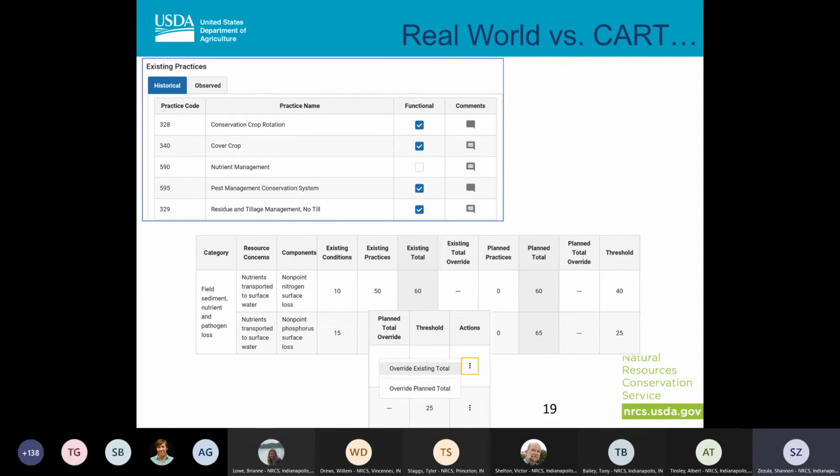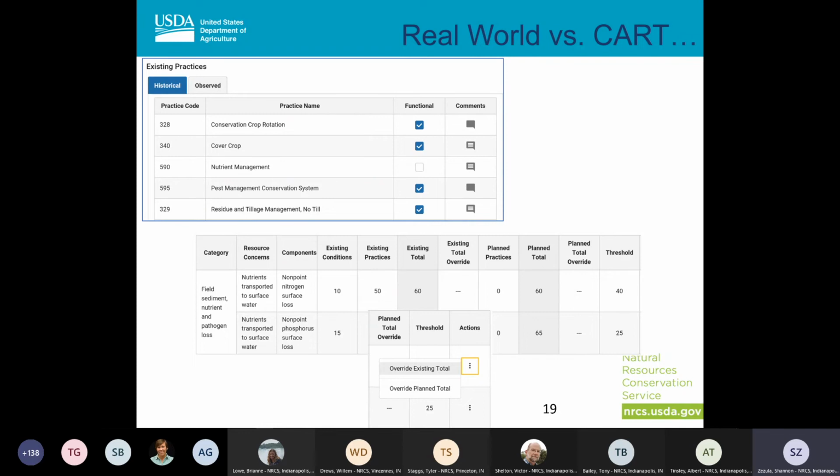However, in this case, it shook out, yet we know that's not true. So we can override the existing practice, the existing total points. And in this situation, we should. Program or not, again, this may have implications for programs, but as a conservation planner, and in our conservation planning tool of CART, we should be overriding these situations when we find them.